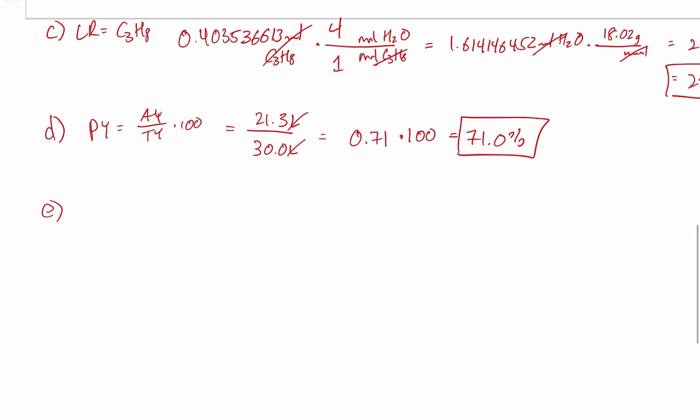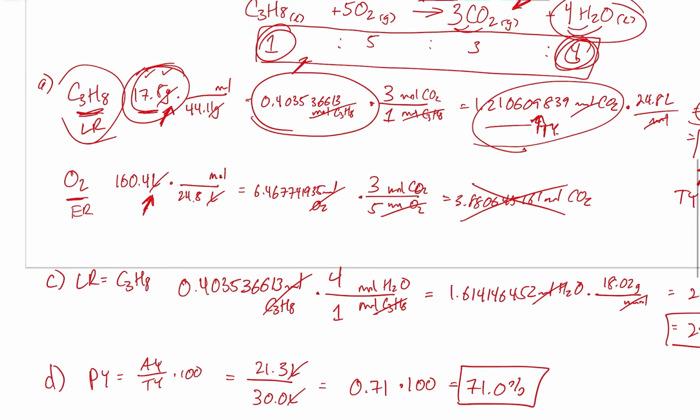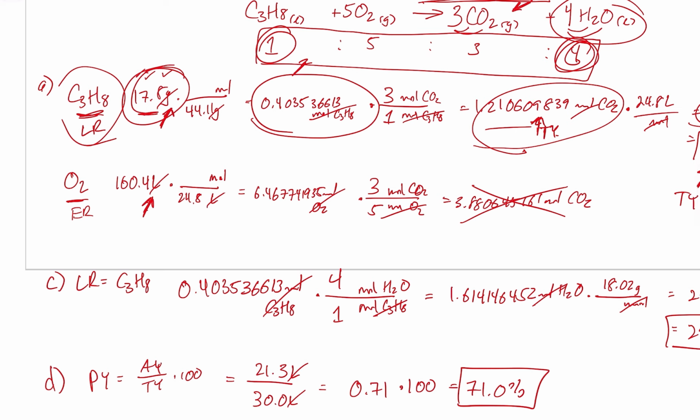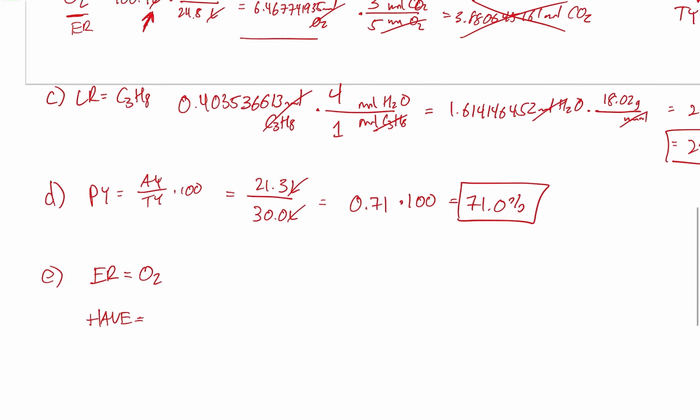So remember how we do excess reagent. First of all, excess reagent is O2. We first need to figure out how much we have, which we've already done. We then have to figure out how much was used in the reaction. We base that off of our calculation of our limiting reagent. We subtract the two, and then we convert. So how much do we have? We started off with 160.4 liters, or otherwise expressed as 6.4677 moles. So that's how much we have.